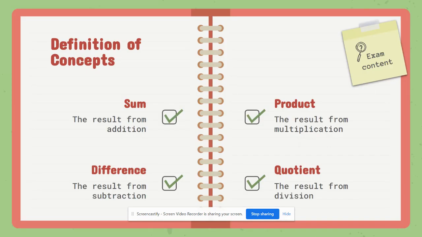These are some of the main vocabulary terms that are quiz content. You have sum, which is the result from addition, difference, the result from subtraction, product, the result from multiplication, and quotient, the result from division. Again, look over these words, remember them because they are eligible for quizzes and tests.